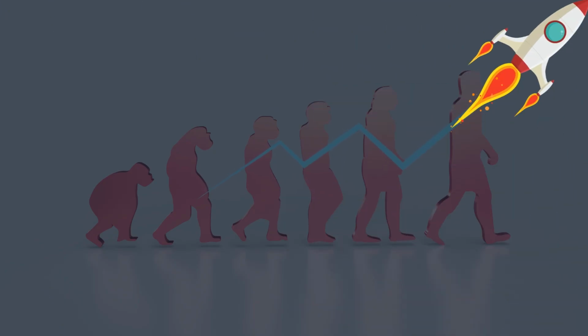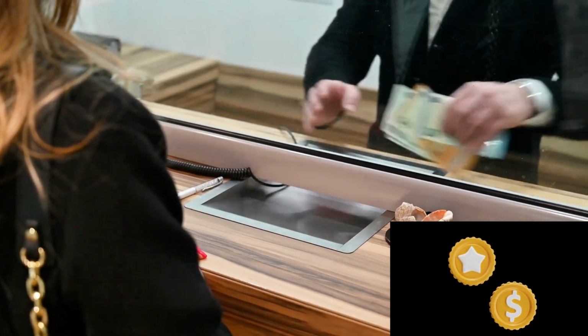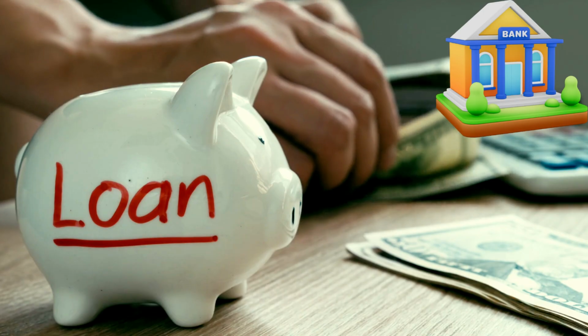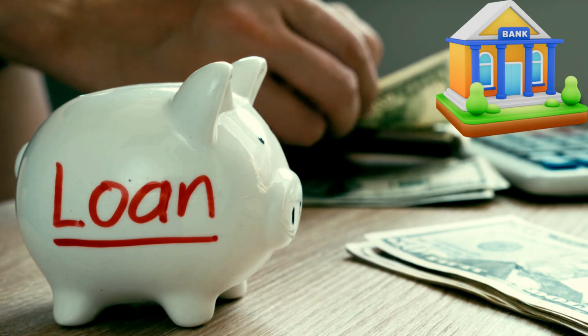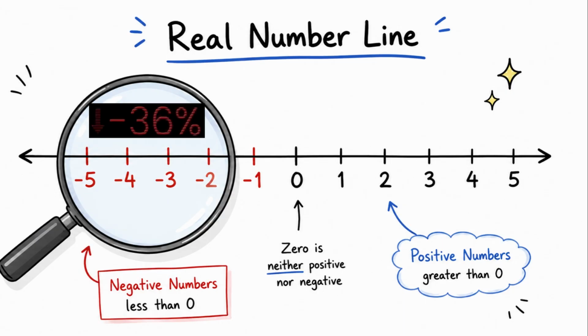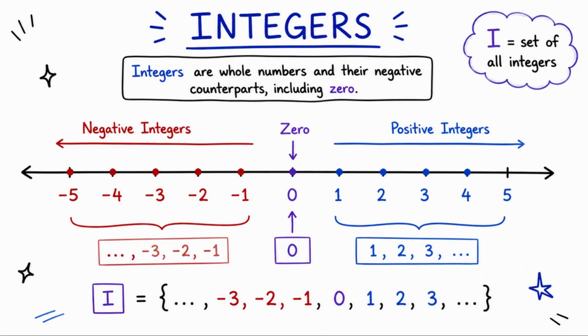But civilization continued to evolve. Trade began. Money was borrowed and lent. And a new problem appeared. How do we represent debt? Suppose you owe money to a bank in today's context, or you owe your friend 20 euros. That value must be represented somehow. To solve this problem, mathematicians introduced negative numbers. Combining positive numbers, negative numbers, and 0 created a larger set called integers: -3, -2, -1, 0, 1, 2, 3.